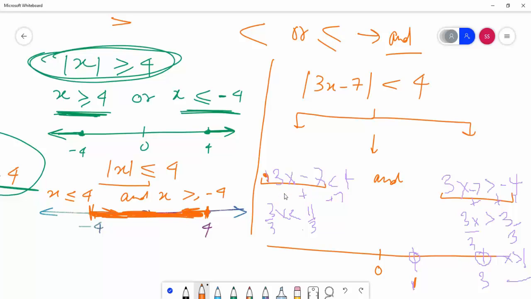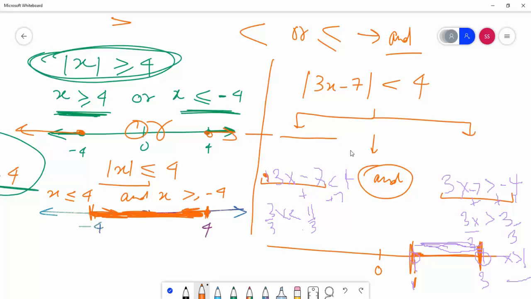X is less than 3. So here it is, it's like this. Yes, exactly, correct. So for and, you will always have a bounded curve, starting from one point and ending at another point. That's it. And for or, you'll have unbounded, starting from one point and going indefinitely somewhere, and starting from another point and going indefinitely some other place. So I think now you will be able to do those questions of inequality.